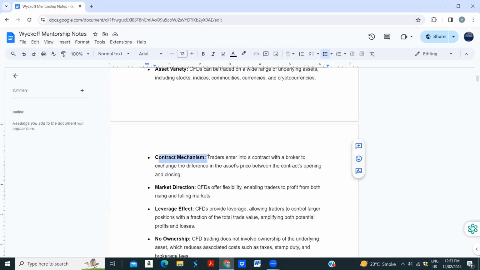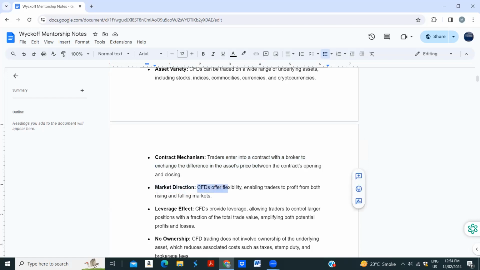Contract mechanism. Traders enter into a contract with the broker to exchange the difference in the asset price, similar to the forex market. When you are involved in the CFDs market, just like the forex market, you enter into a contract with a broker to exchange the difference in the asset price between the contract's opening and closing price. Remember that. So, market direction.